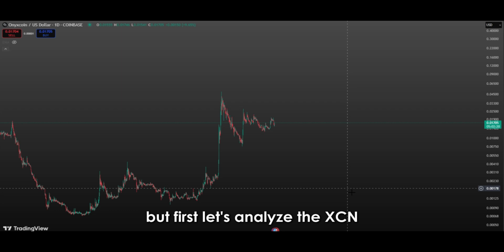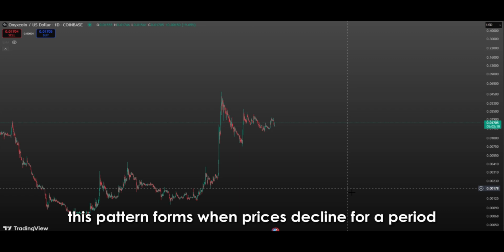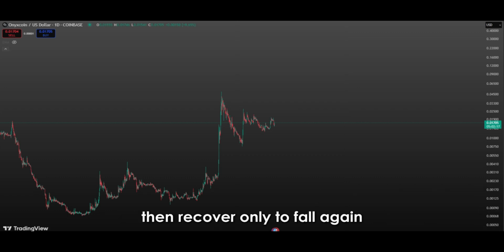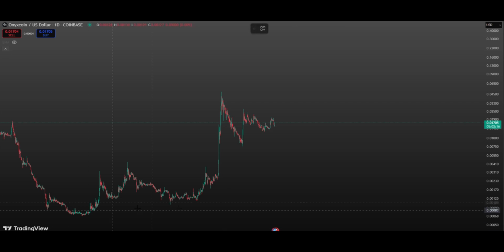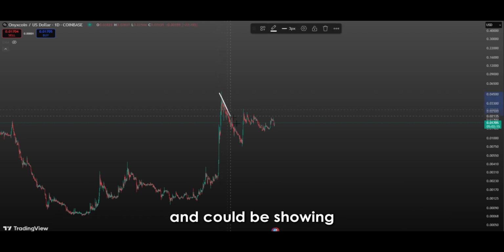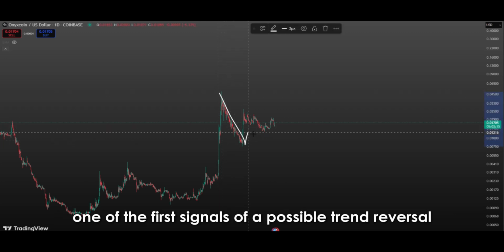But first, let's analyze the XCN. One of the most notable structures on the chart is the classic technical analysis pattern known as the W pattern. This pattern forms when prices decline for a period, establish a bottom at a certain level, then recover only to fall again and form a second bottom before moving upward once more. Typically, such structures indicate that the market is entering a recovery phase and could be showing one of the first signals of a possible trend reversal.